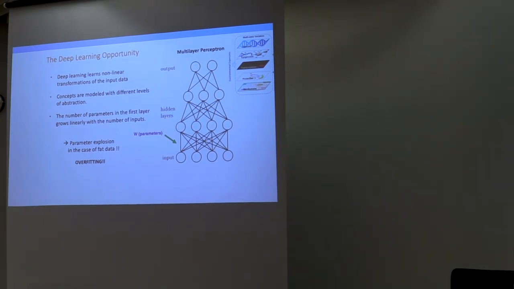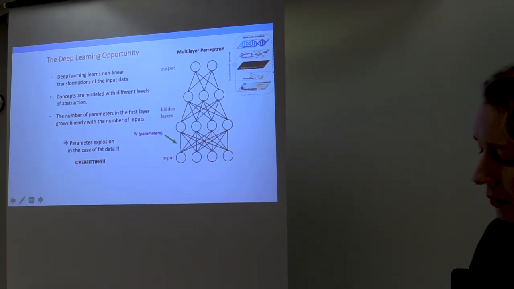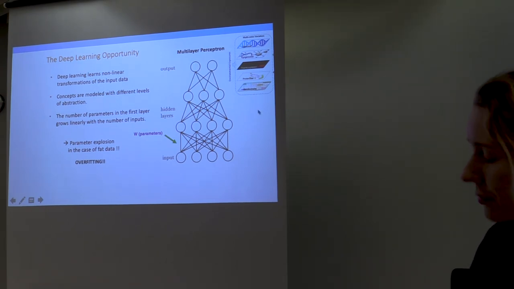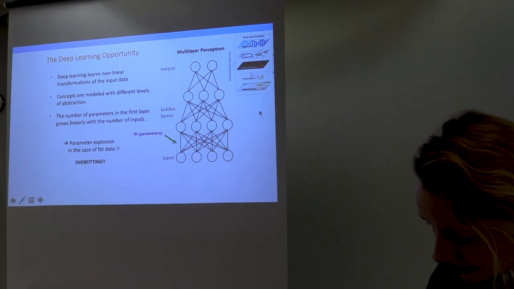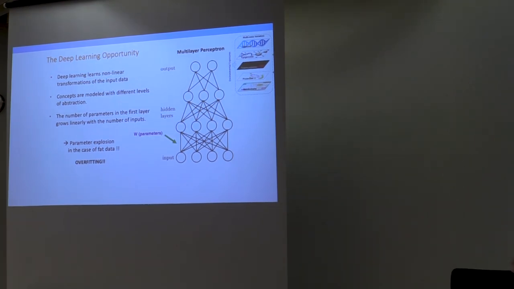One of the reasons why it's attractive is that deep learning is thought to potentially learn nonlinear transformations of the input data, and the concepts are modeled with different levels of abstraction, which reminds us of the different biological layers that we have in our multi-omic data.